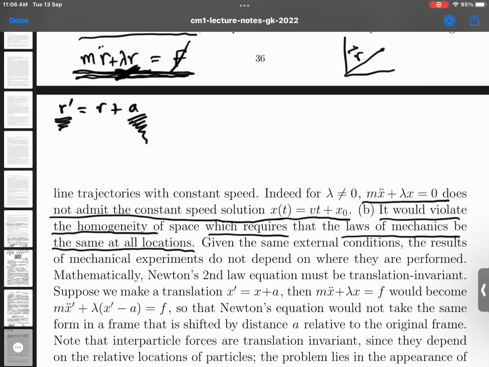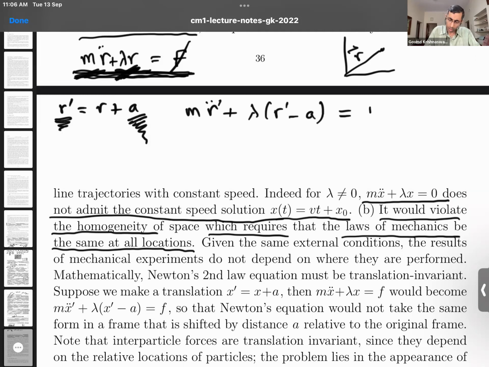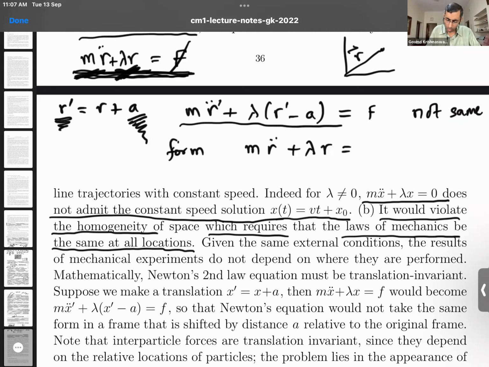If you put this in the original equation, then the form will not remain the same. Exactly. The first term, m r double dot, will remain the same. But the next term will change, so it will become r prime double dot plus lambda, and for r, I will get r prime minus a, equal to whatever force; even if the force is zero, it doesn't matter. The problem is that the new equation of motion in the r prime variable does not take the same form as the original equation, m r double dot plus lambda r equal to the force. So for this reason, we say that the explicit appearance of r in this equation is a violation of the homogeneity of space.